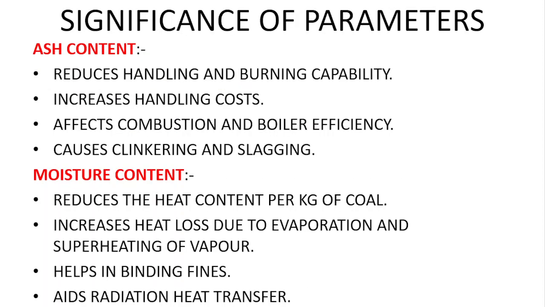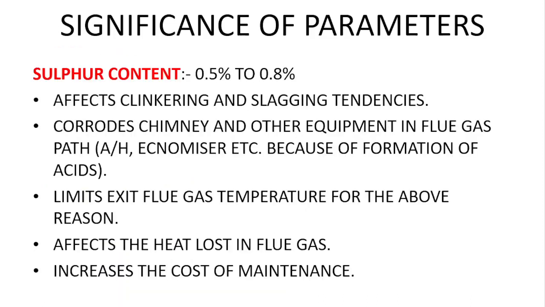Ash content reduces the handling and burning capability. It increases the handling costs. It affects the combustion and boiler efficiency. It causes clinkering and slagging. The moisture content reduces the heat content per kg of coal. It increases the heat loss due to evaporation and superheating of vapor. It helps in binding fines. It aids in radiation heat transfer.